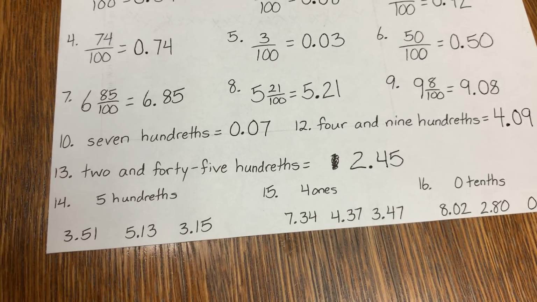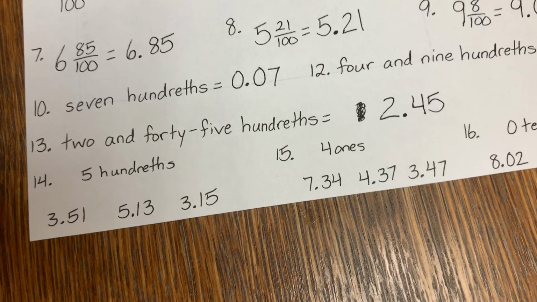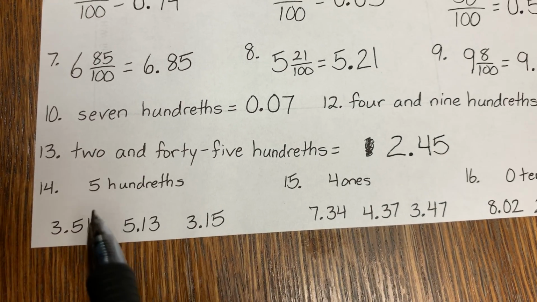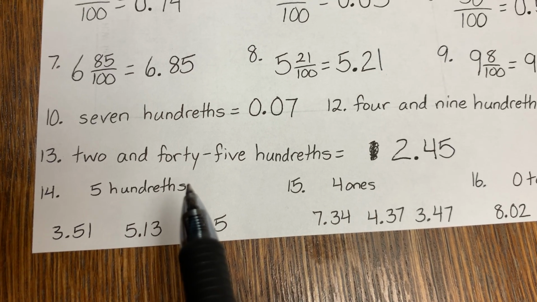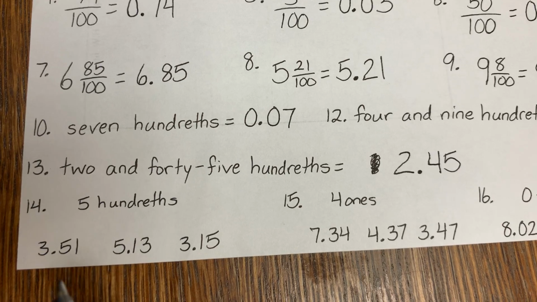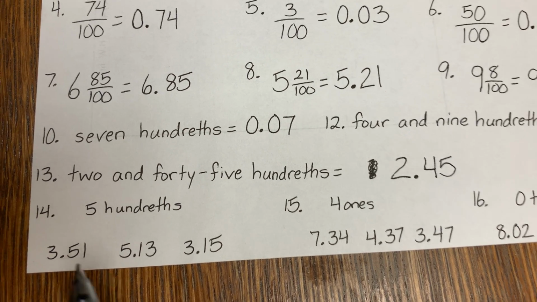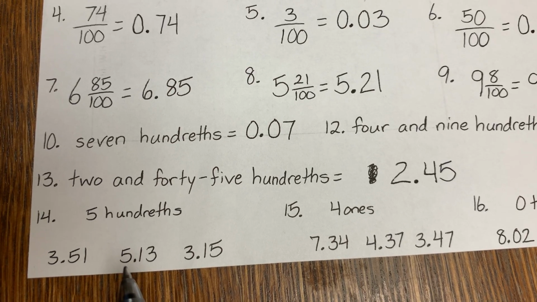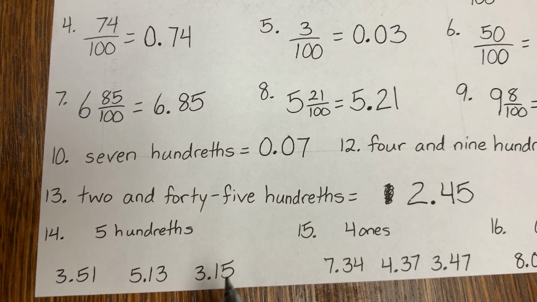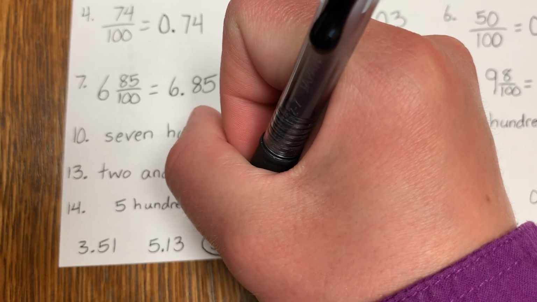Number 14, 15, and 16, it says to circle the number with the correct place value. Okay, so number 14 is asking for 5/100ths. So we're looking for a 5 in the hundredths place. The 5 in this one is in the tenths place. The 5 in this number is in the ones place. The 5 in this number is in the hundredths place. So we're going to circle 3.5.